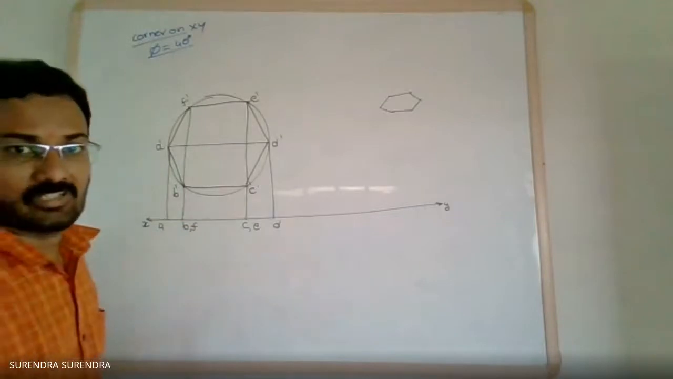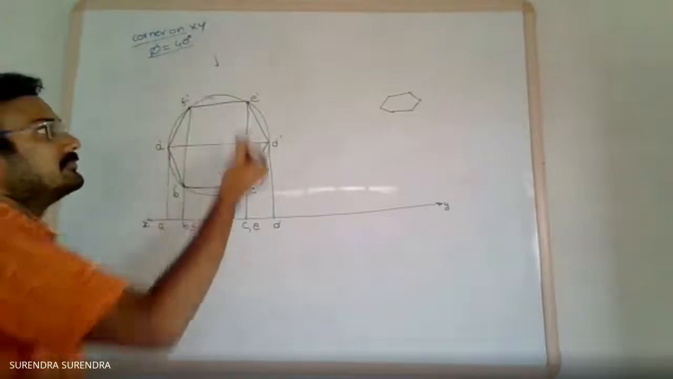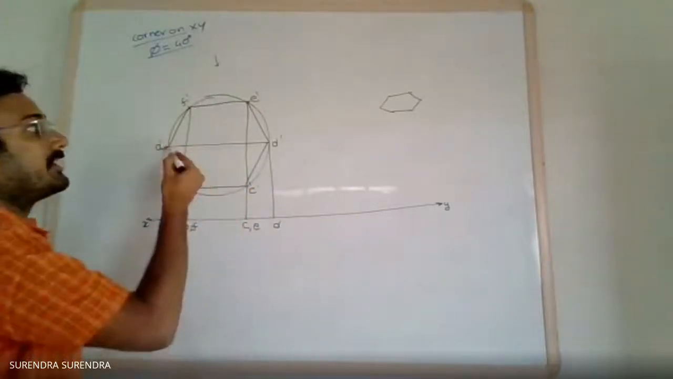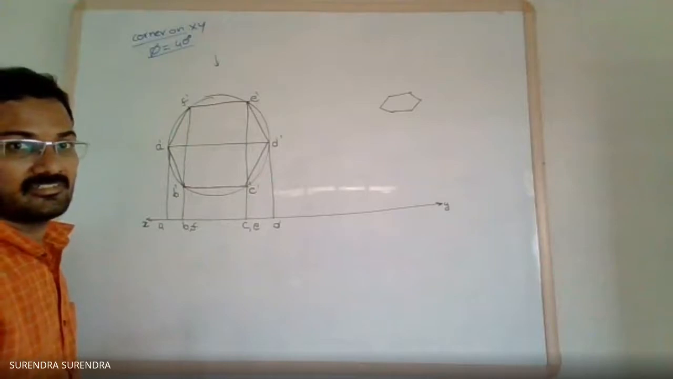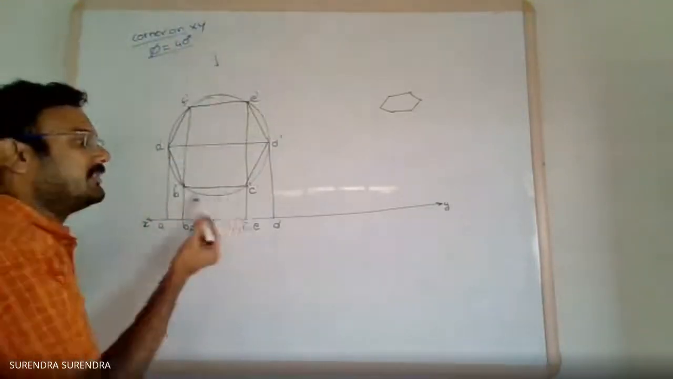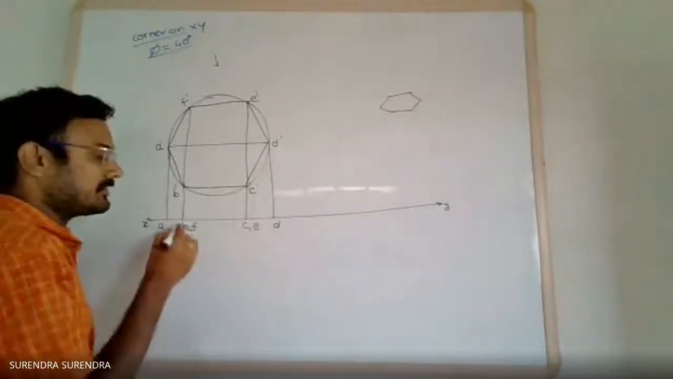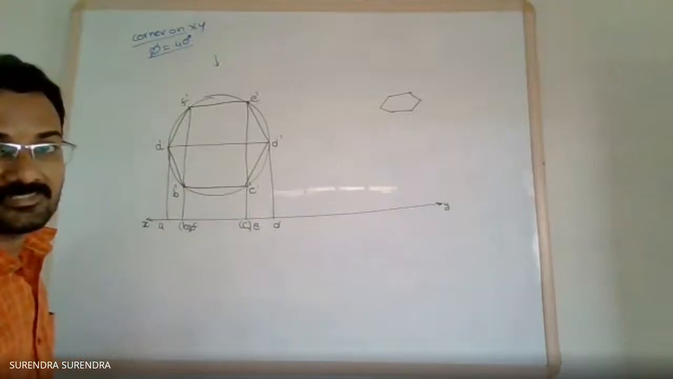And one more thing I forgot to explain in the previous problem. As you're seeing from top, in this direction, points A, F, E, D are visible. B and C are hiding. So represent B and C within the brackets.